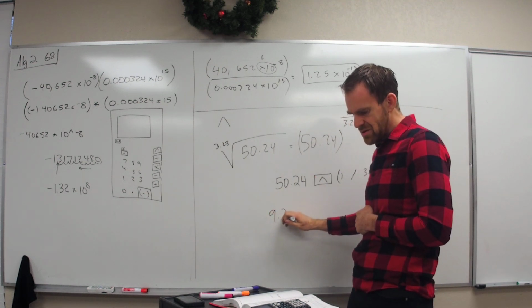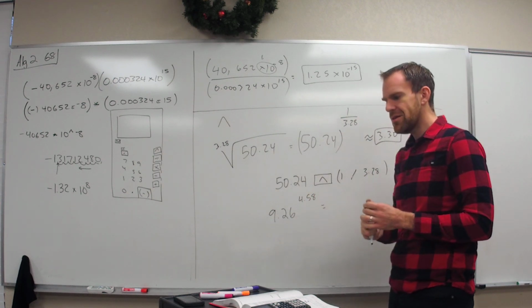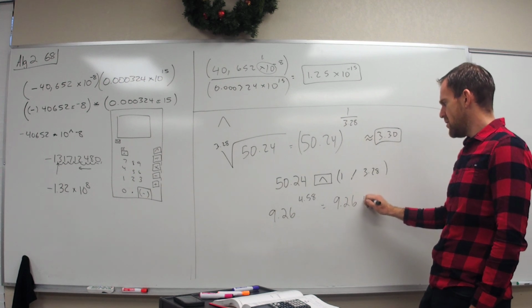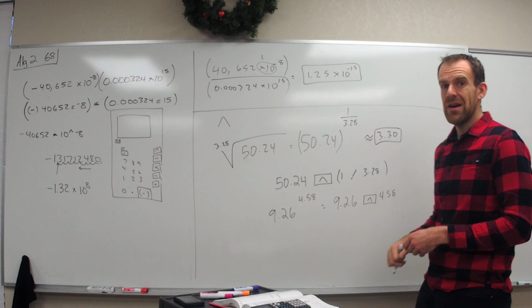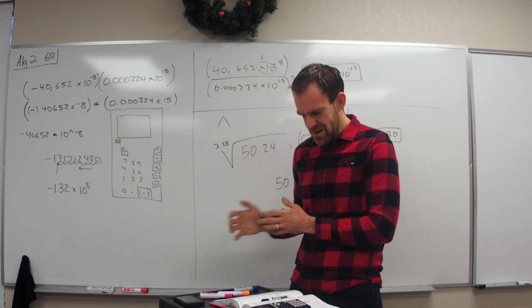We have 9.26 to the 4.58. How do you think we do that? It's the same process. 9.26, use the little caret button, and then 4.58. You want to round that to 2 decimal places, and that, my friends, is problem set 68.